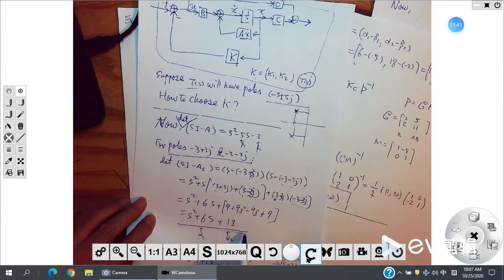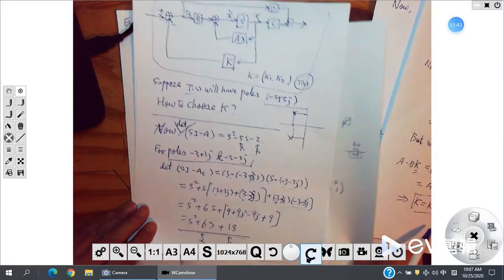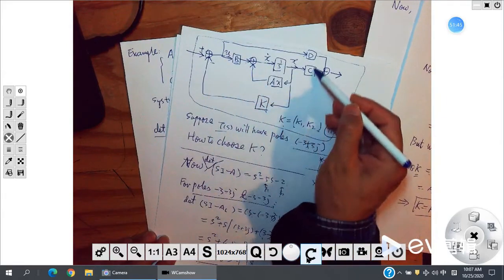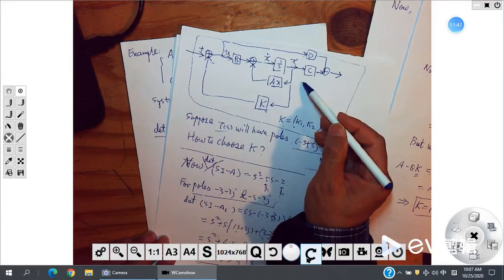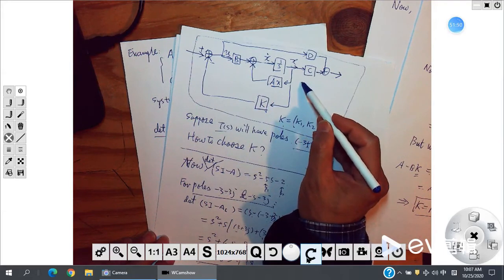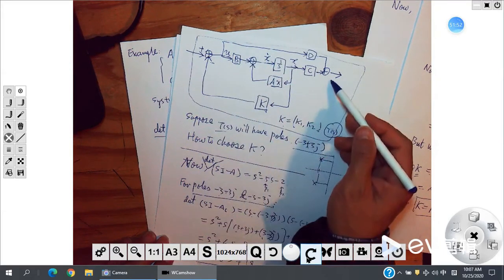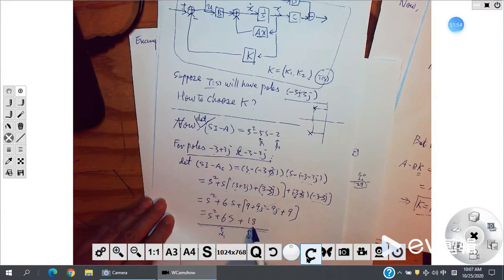We want to put the poles here. So based on these poles, you have another characteristic polynomial. Okay, so the original system is this part. From this one you can find the denominator of the transfer function. Then for the overall system, you can have another denominator of the transfer function.